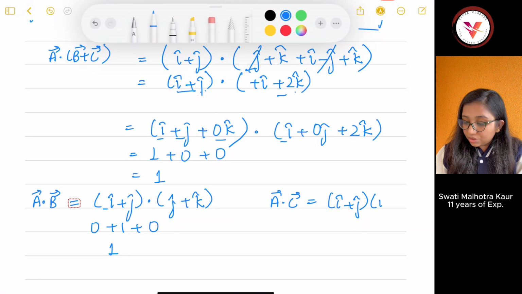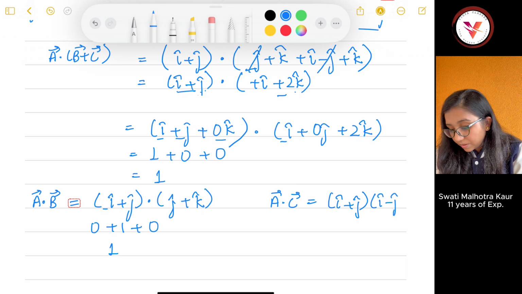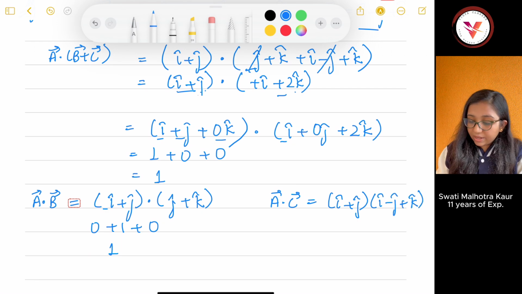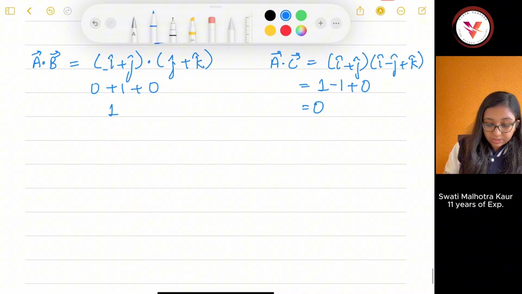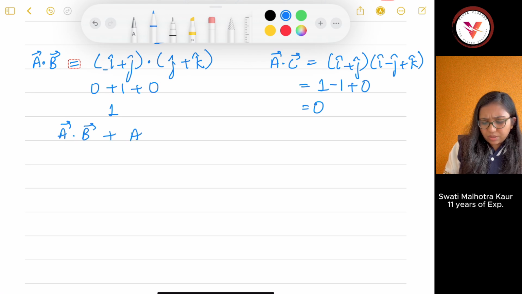I minus j plus k cap. So i is 1 plus j minus j is minus 1. There is no k, so it's 0. So eventually it's 0. So if you add A dot B and A dot C, you'll get 1 plus 0, that is 1. So it's distributive. It's very basic.